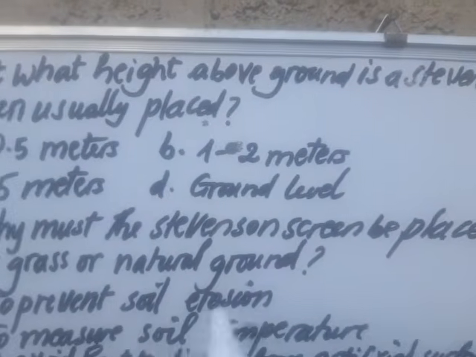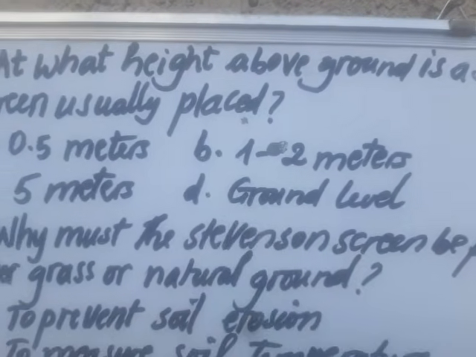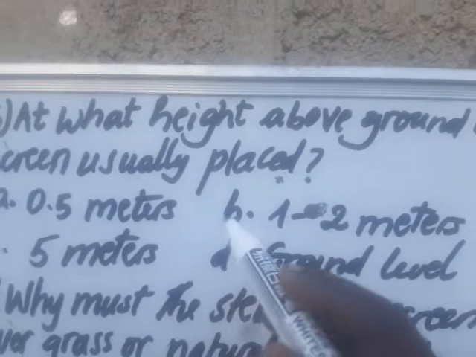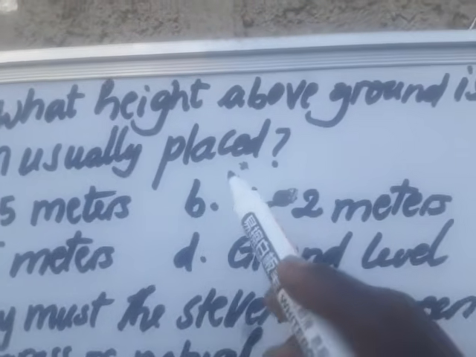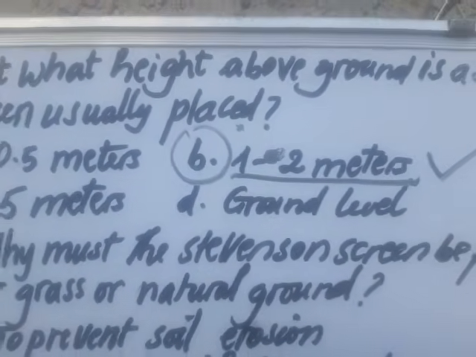Remember that we talked about the Stevenson screen being raised above the ground, 1.25 to 2 meters above the ground. So the correct answer is B. This one is the correct answer.